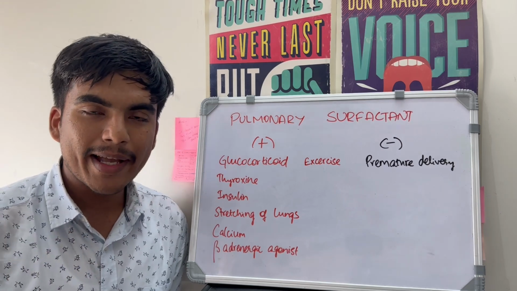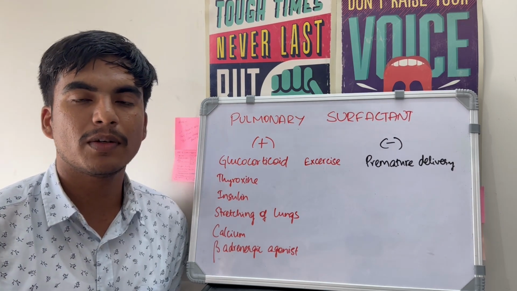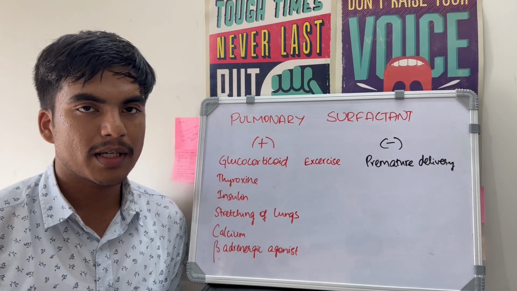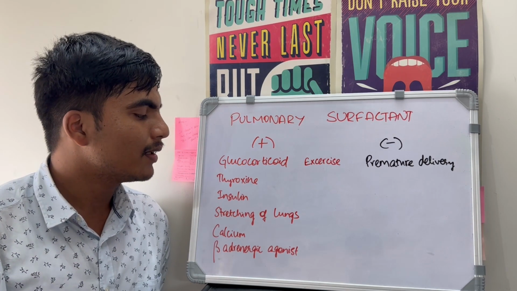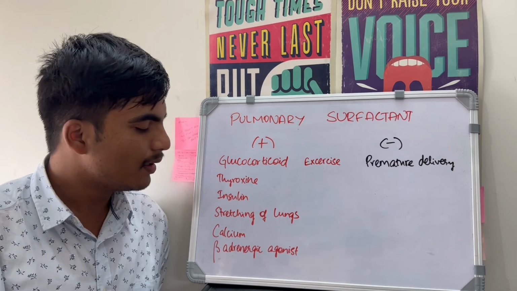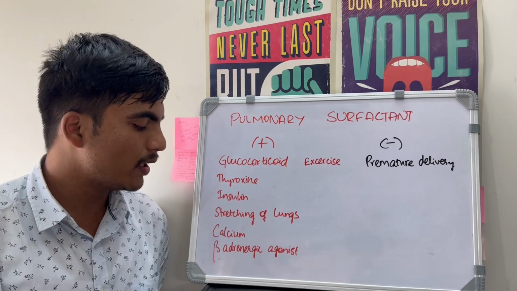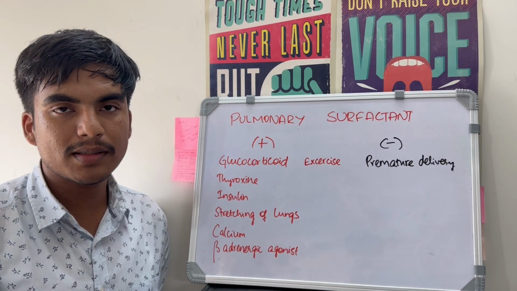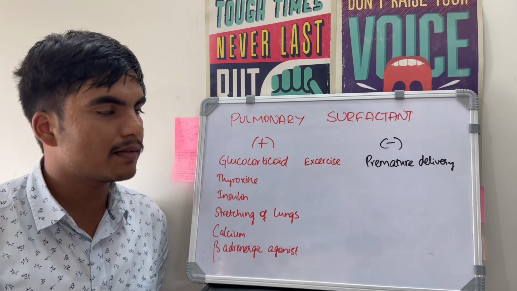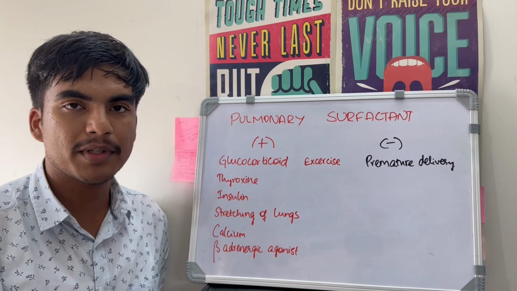So after seeing the mechanism of secretion of pulmonary surfactant, we'll end this video with the factors that influence the pulmonary surfactant production. The hormonal agents that increases the pulmonary surfactant production are glucocorticoid, thyroxine and insulin, physical activities such as exercise and stretching of lungs during yawning, pharmacological agents such as calcium, beta-adrenergic agonists all increase the production of pulmonary surfactant. The only one thing that decreases the pulmonary surfactant production is premature delivery.